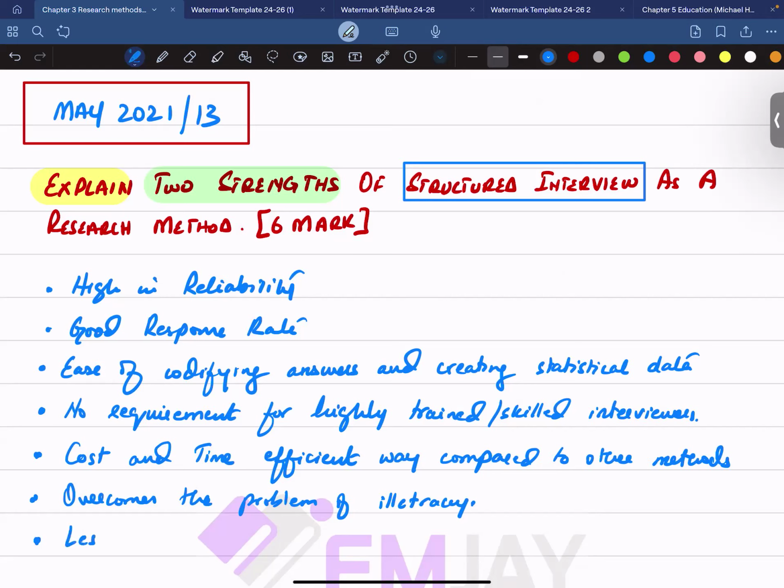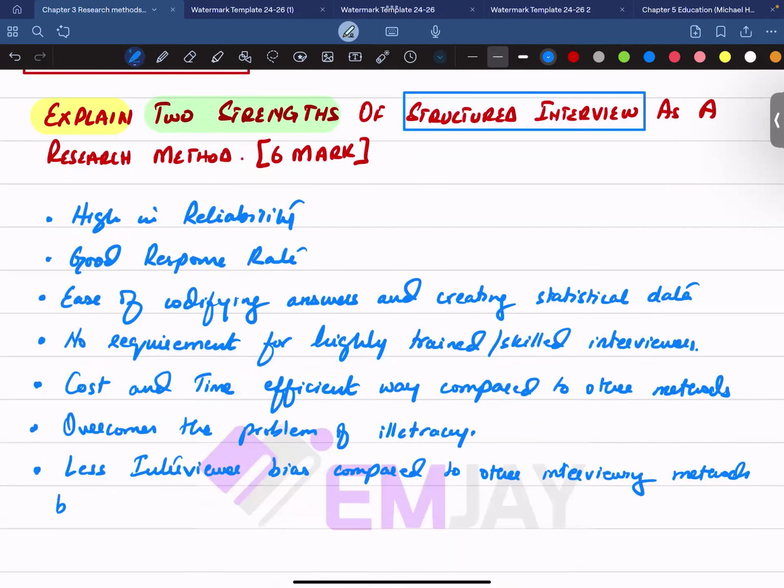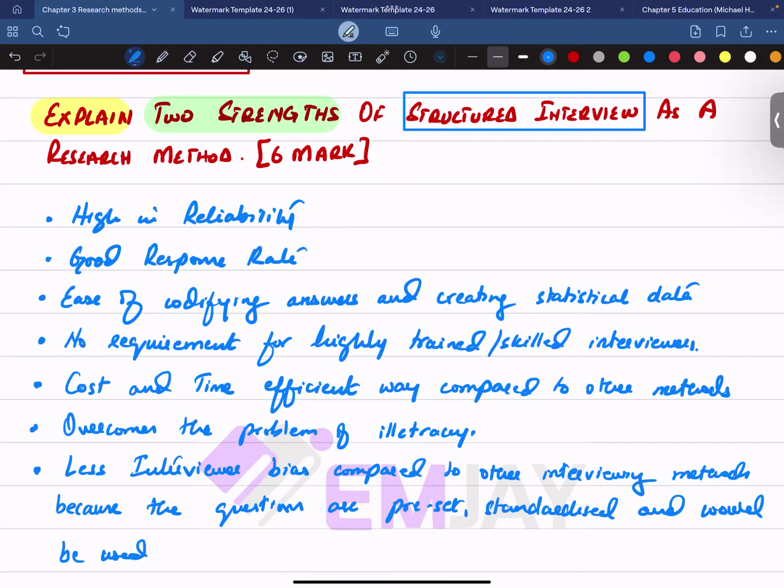This, of course, overcomes the problem of illiteracy, which we had when we were using questionnaires. So there is less interviewer bias compared to other interviewing methods because the questions are preset, standardized, and would be used for all participants.